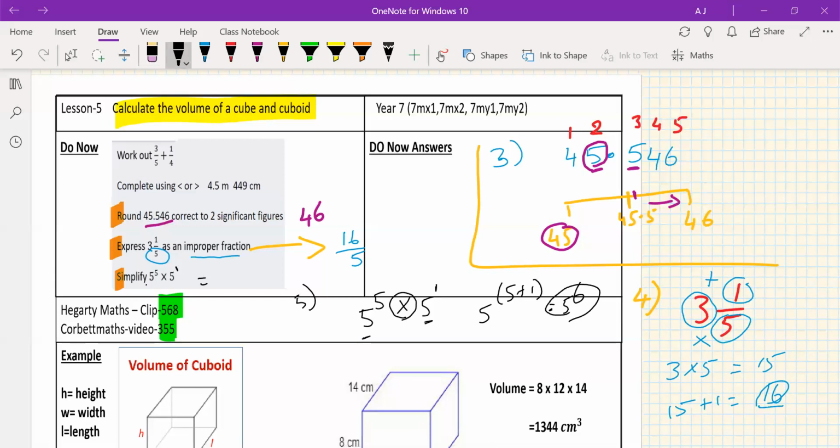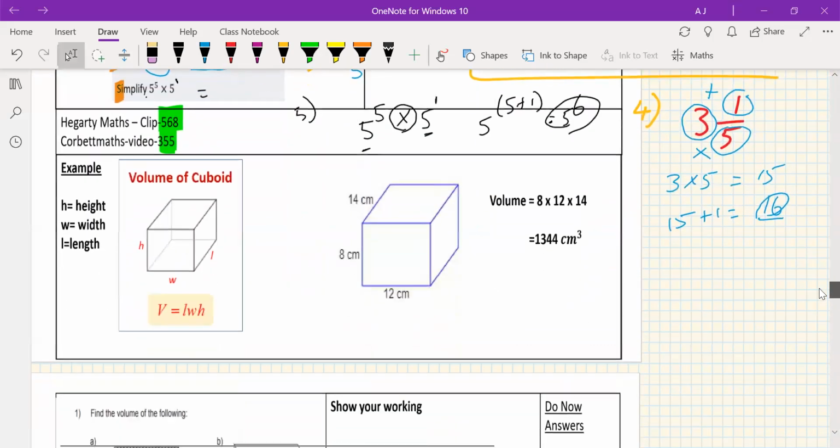Okay, and let's go and double check the example here now. Volume of a cube or cuboid. We need 3 key pieces of information to work it out: the height of the cuboid or cube, the width, and also the length. So you can see here, that is the height, that is the length, that is the width. And we have a formula right underneath. Volume is equal to length times width times height.